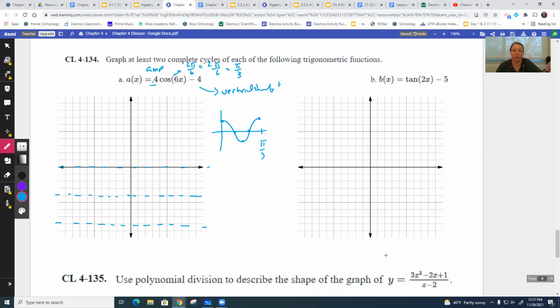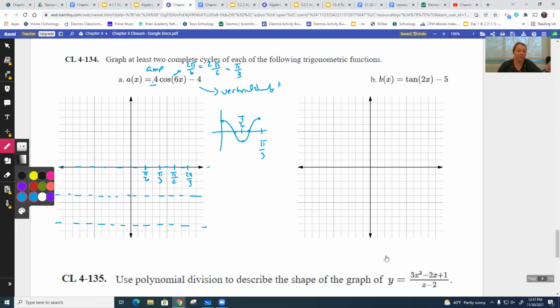Okay, so if that's pi over 3, half of pi over 3 is pi over 6. So I might say, here's pi over 6, here's pi over 3. That's 1 pi over 6, 2 pi over 6, 3 pi over 6, this would be half pi. 1 pi over 6, 2 pi over 6, 3 pi over 6, 4 pi over 6 would be 2 pi over 3. All right, so 2 cycles.